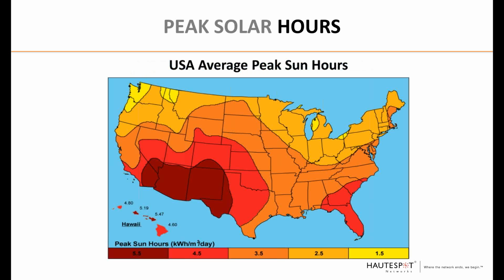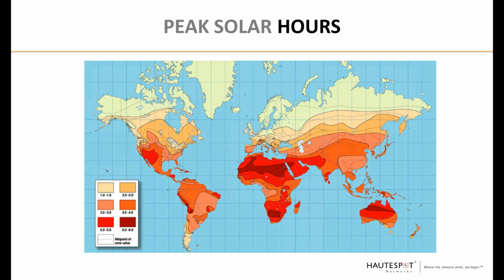So this graphic shows the average peak sun hours for the United States. And generally, we're given a high and a low and an average peak solar hour reading for each location. We want to use the worst case scenario, though. So we'll use the winter low. And this greatly reduces the risk of under-engineering the system or having a solar power drop lose from lack of solar input. And for comparison, here is the world average peak solar hours for the rest of the world.